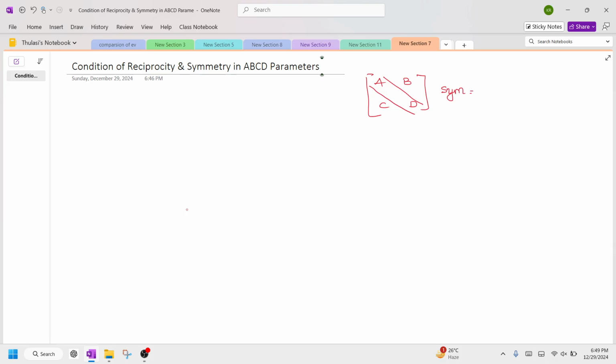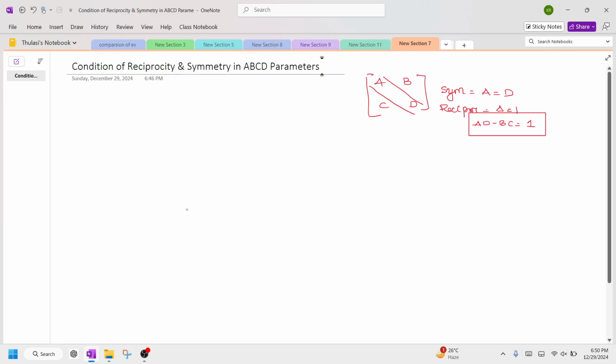The condition for symmetry is A is equal to D, and the condition for reciprocity, which means the half diagonal, is that delta, called the determinant value, is equal to 1. The determinant AD minus BC is equal to 1. So this is the condition for reciprocity in the case of an ABCD parameter.